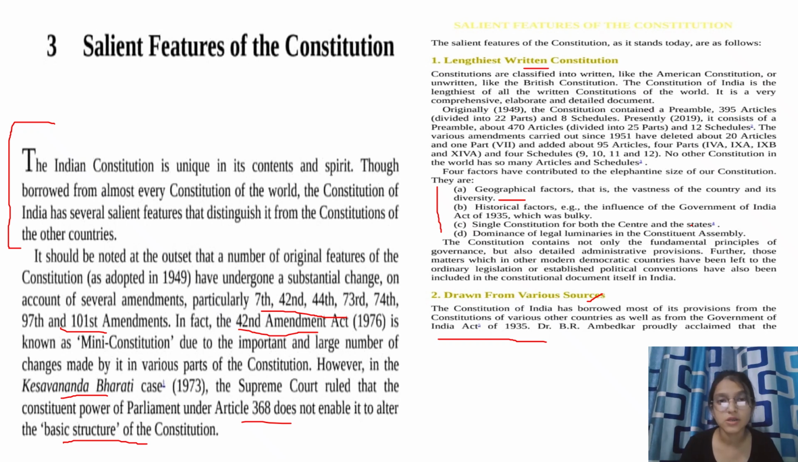All of the acts have been described, and most of the provisions we have taken from the Government of India Act 1935, which is itself a bulky one. So when we are borrowing from that particular act, obviously that is the very reason that what we are incorporating in a new document would be the lengthiest and heaviest as well.